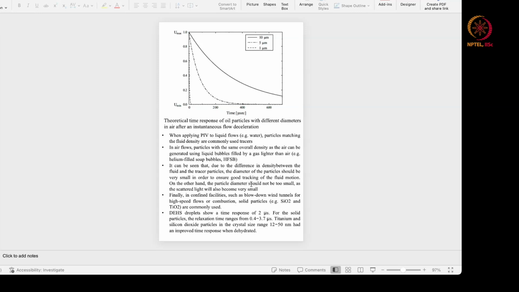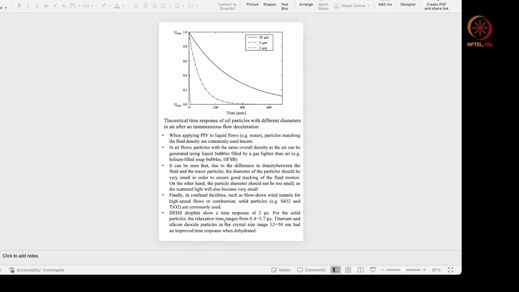On the other hand, the particle diameter should not be too small, as scattered light, as we will see later, becomes very small also. Finally, in confined facilities such as wind tunnels and combustion chambers, we use solid particles. This is silica or titanium dioxide. DHS is a class of droplets which shows a response time of about 2 microseconds. And for solid particles, the relaxation time is between 0.4 to 3.7 microseconds. So these are the different time scales that we are operating with.